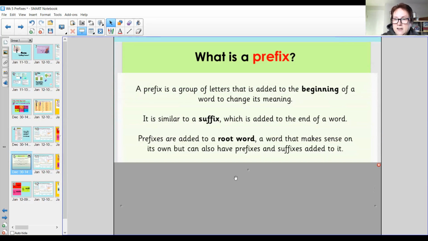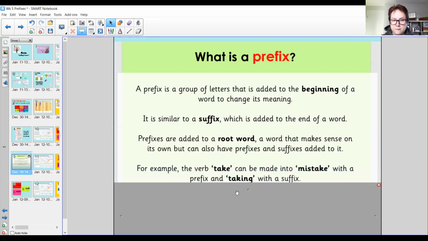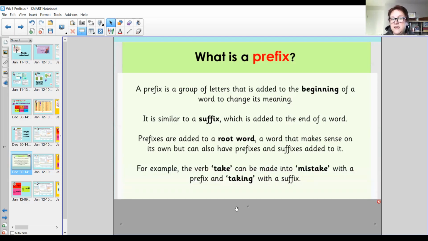So prefixes are added to root words. We've heard all these words before. A root word makes sense on its own but can also have prefixes at the beginning and suffixes at the end added to it. For example, if we take the verb take, it can be made into mistake, one of the ones we had last week, with the prefix, and taking with the suffix. So we've got 3 things that we're talking about: prefixes, root word, and suffix. So we know quite a lot about those.